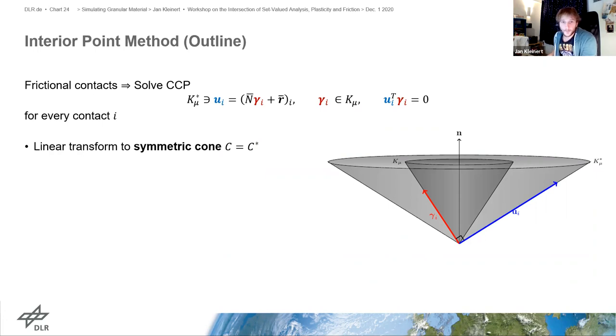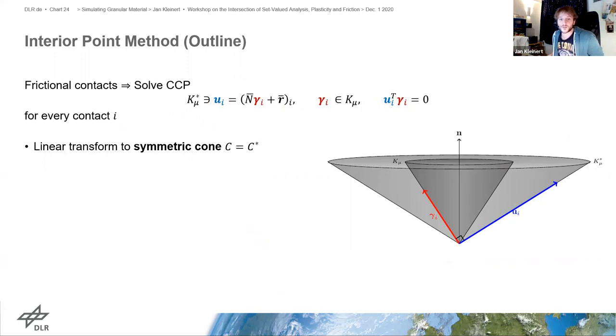So we have a big system with many frictional constraints, frictional contacts. And per contact, we have a cone complementarity problem that looks like this. You have a vector u, which is in this one cone, a vector gamma, which is in the other cone, and the dot product of both must be zero. And here the subscript now refers to the contact, not the time step.